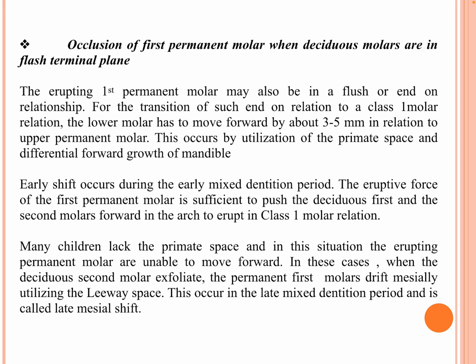Early shift occurs during the early mixed dentition period. The eruptive force of the first permanent molar is sufficient to push the deciduous first and second molars forward in the arch to erupt in a class 1 molar relation. Many children lack the primate space, and in this situation, the erupting permanent molars are unable to move forward. In these cases, when the deciduous second molar exfoliates, the permanent first molar will drift mesially, utilizing the leeway space of Nance. This occurs in the late mixed dentition period and is called the late mesial shift.